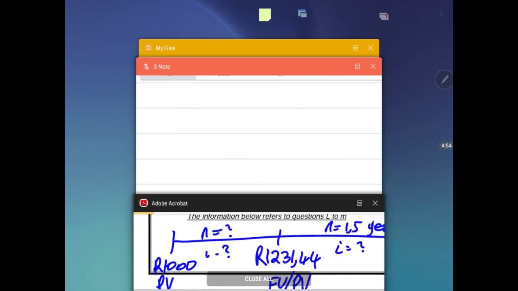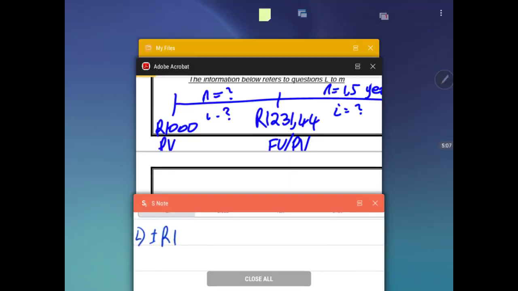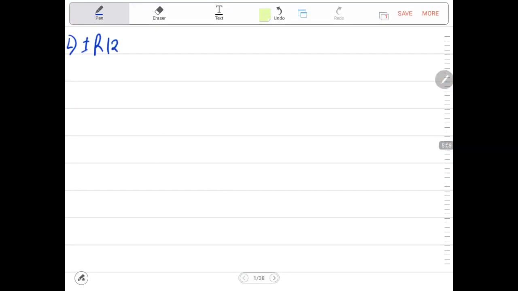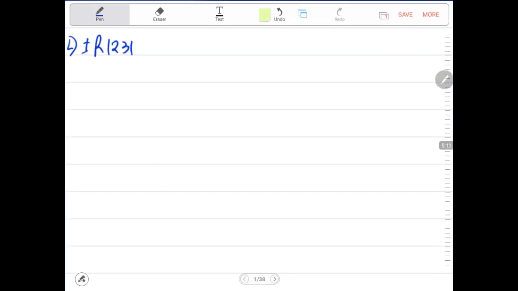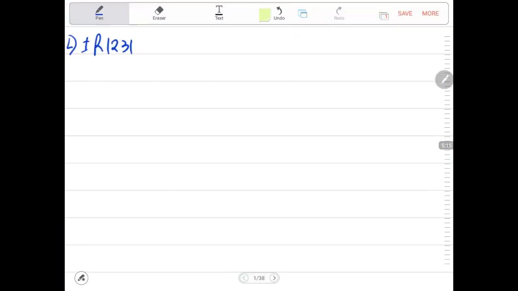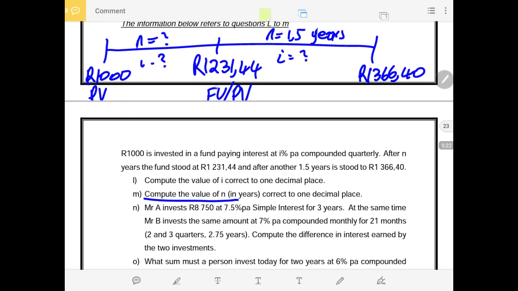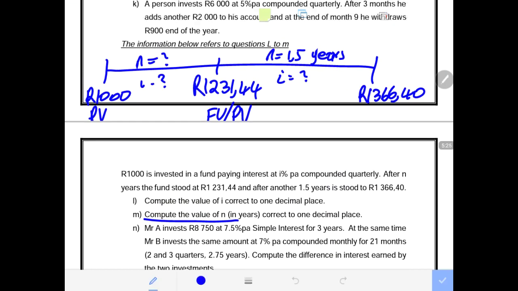Then I will go to my note for writing. We are under alphabet L. Then we know that we have the present value, it is 1,231 rand 44 cents. So this is our present value. And once again, I want to highlight the fact that this is the present value, but it was the future value of that 1,000 rands, but now it is the present value.